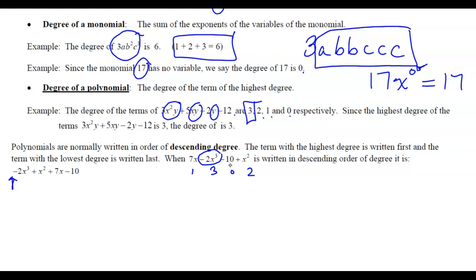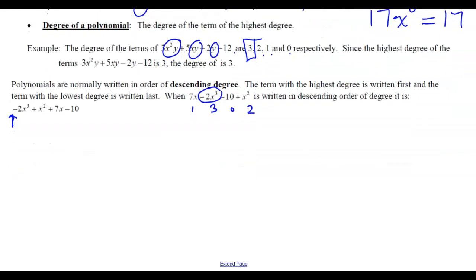It's not wrong if it's not in descending order of degree, but it's proper form. And so a lot of times in math, it's important to have proper form. It also helps you when you're asked to do things like factor and that kind of thing. You need it in descending order of degree. So that's why we practice that.